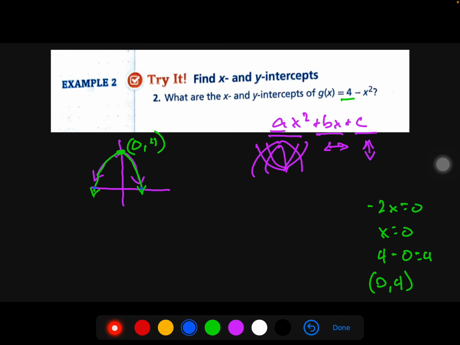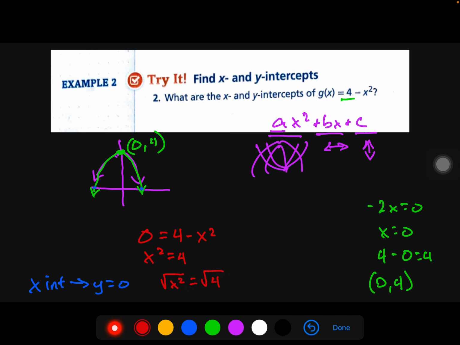Now remember that we can use algebra. If g of x equals 4 minus x squared, the x-intercept is where y equals 0. And so we can just set this equation equal to 0. We get 0 equals 4 minus x squared. Move the variables to one side, the constants to the other. x squared equals 4, and here we're going to take the square root of x squared equals the square root of 4.